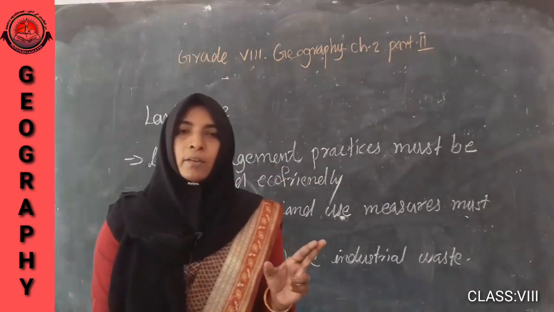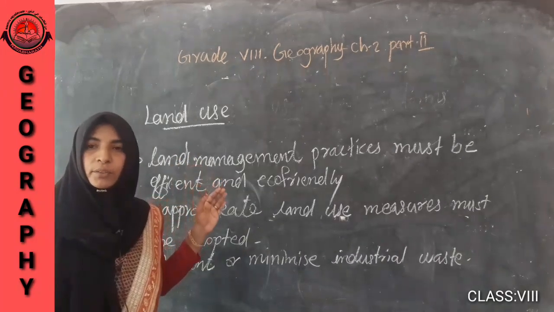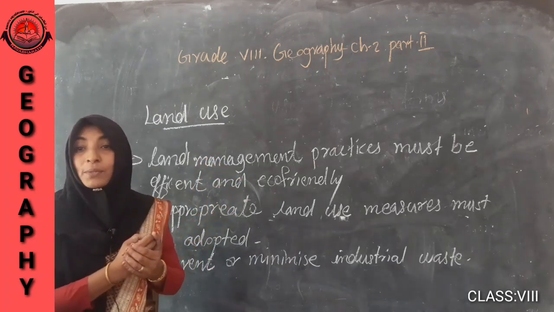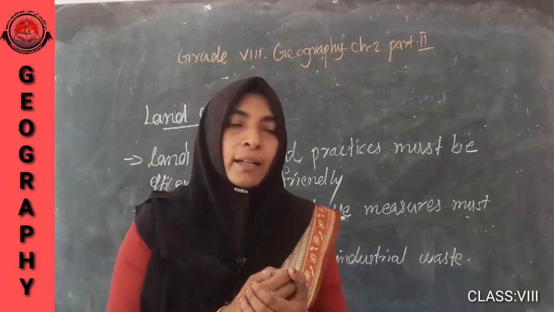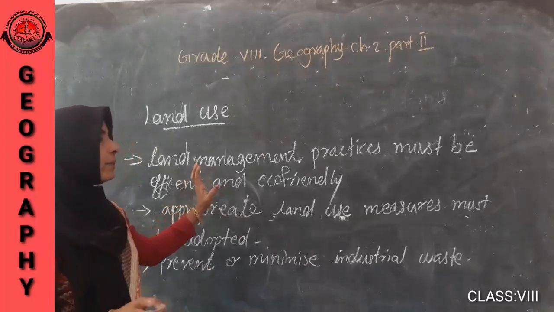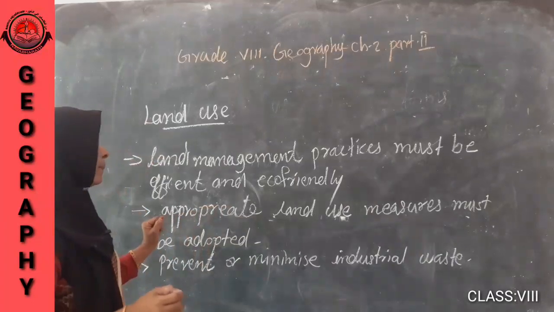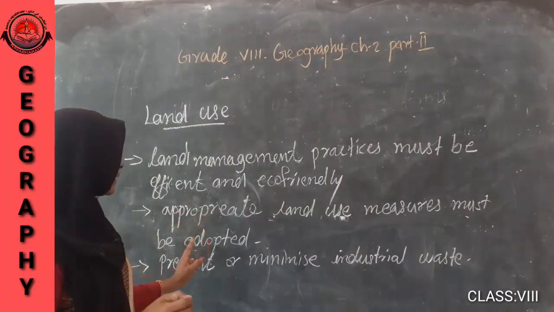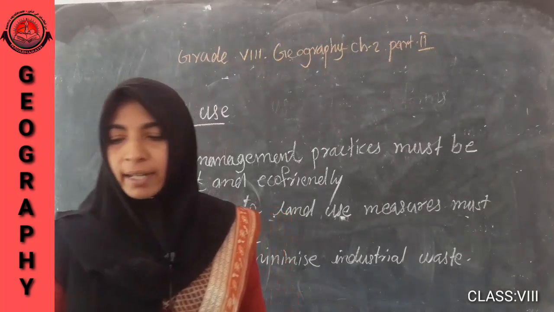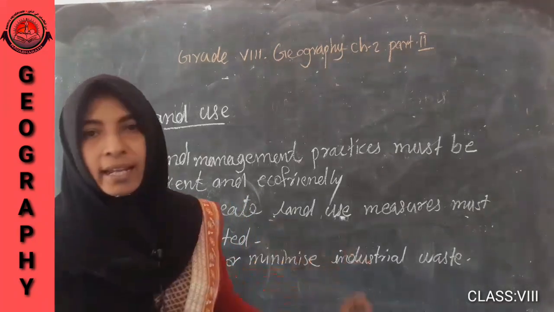Listen, there are things we need to care about while using the land. First one, land management practices must be efficient and eco-friendly. Second one, appropriate land use measures must be adopted. Third one, prevent or minimize our industrial waste.